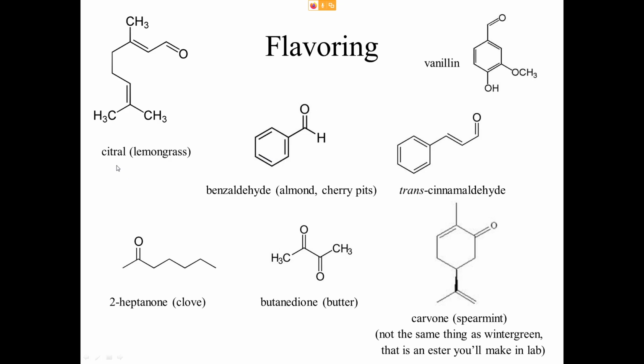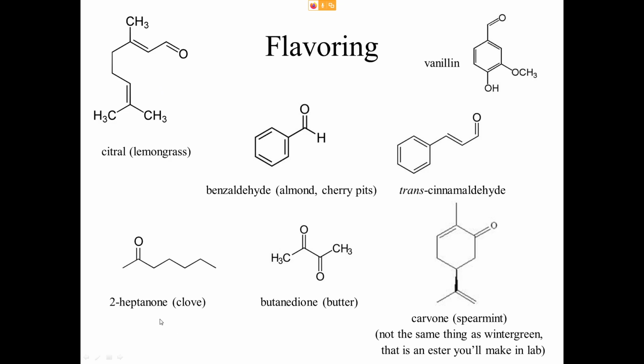The one on the top left is called citral because of this bond being trans here. If it were cis, it's not quite as strong a flavor. But this is in lemongrass and orange peel and lemon peel, and it gives you that citrus flavor, in the peels of those fruits.